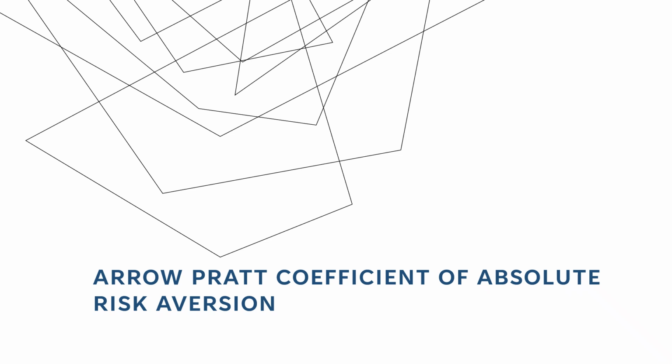Hello everyone. Today I'm going to walk you through the concept of the Arrow-Pratt coefficient of absolute risk aversion and how it measures risk preferences in economics. So I will discuss the definition, mathematical formulation and applications of risk aversion and how it helps us to understand how individuals make decisions under uncertainty.